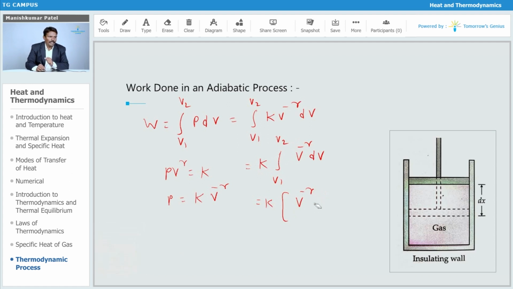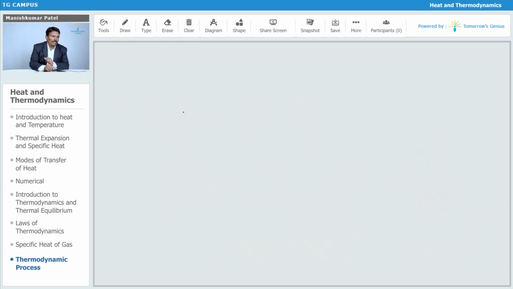So minus gamma plus 1 is 1 minus gamma, evaluated from V1 to V2. This is your work done. I can simplify further: K upon 1 minus gamma is constant, times V2 to the power 1 minus gamma minus V1 to the power 1 minus gamma. This is the work done. Further, I can make a few changes and write it as K upon gamma minus 1.